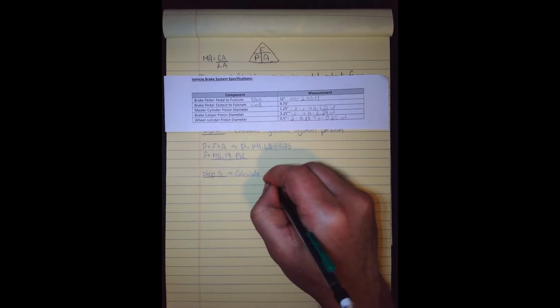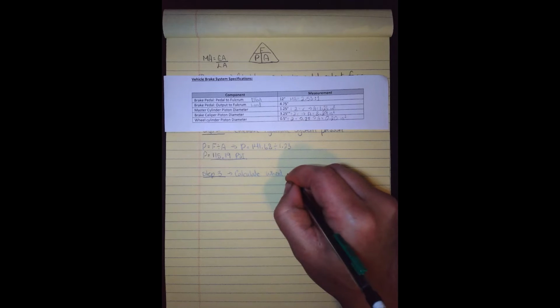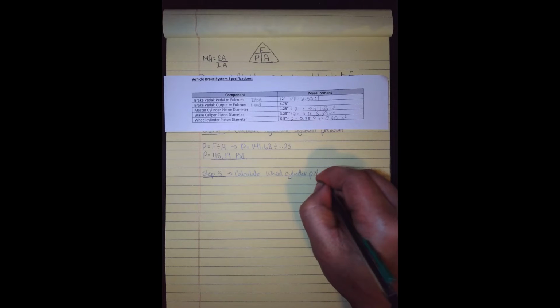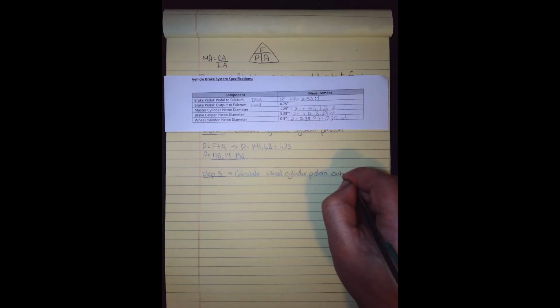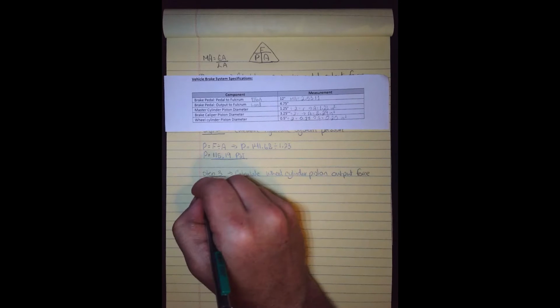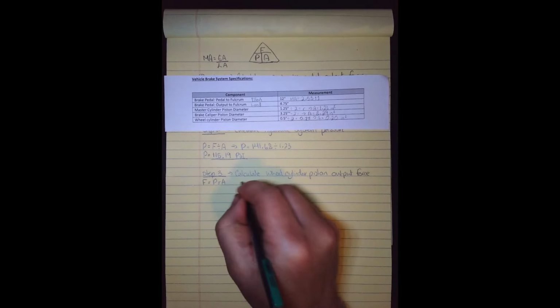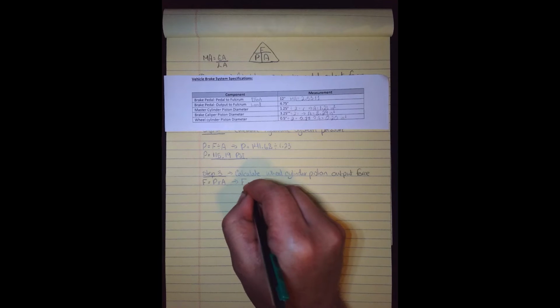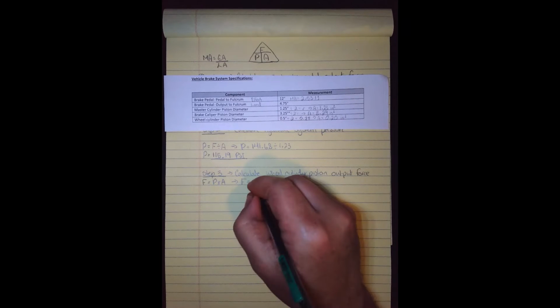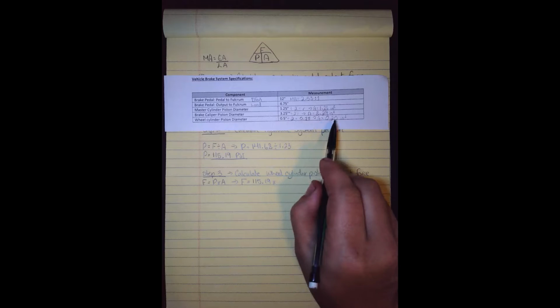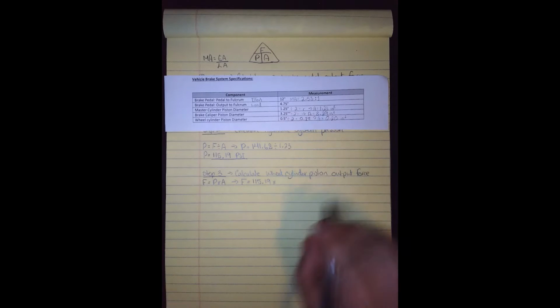We're going to calculate wheel cylinder piston output force. Right? It's a force, which is pressure times area. Well, pressure is 115.19, multiplied by my wheel cylinder piston area of 0.2 square inches.